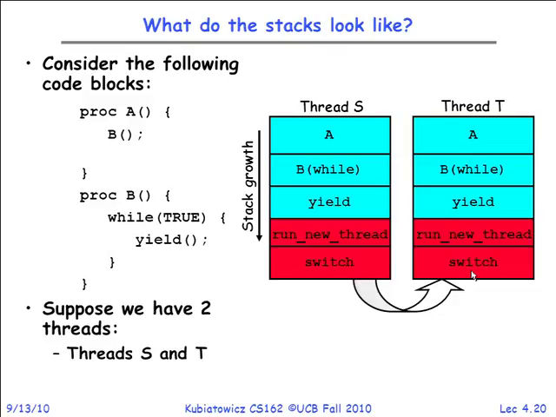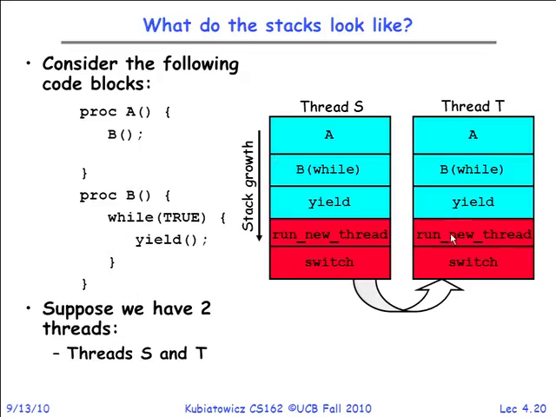Yeah. So basically what's going to happen is this is going to seesaw back and forth. But the thing that people find confusing about this kind of diagram is that all we did in switch is change one set of registers for another, and because we did that, we were pointing at a completely different stack. So if you look at the code here, A calls B, calls yield, calls new thread, calls switch, and we get over here, and then switch returns, and we get back to run new thread, but we're at this point in this stack.